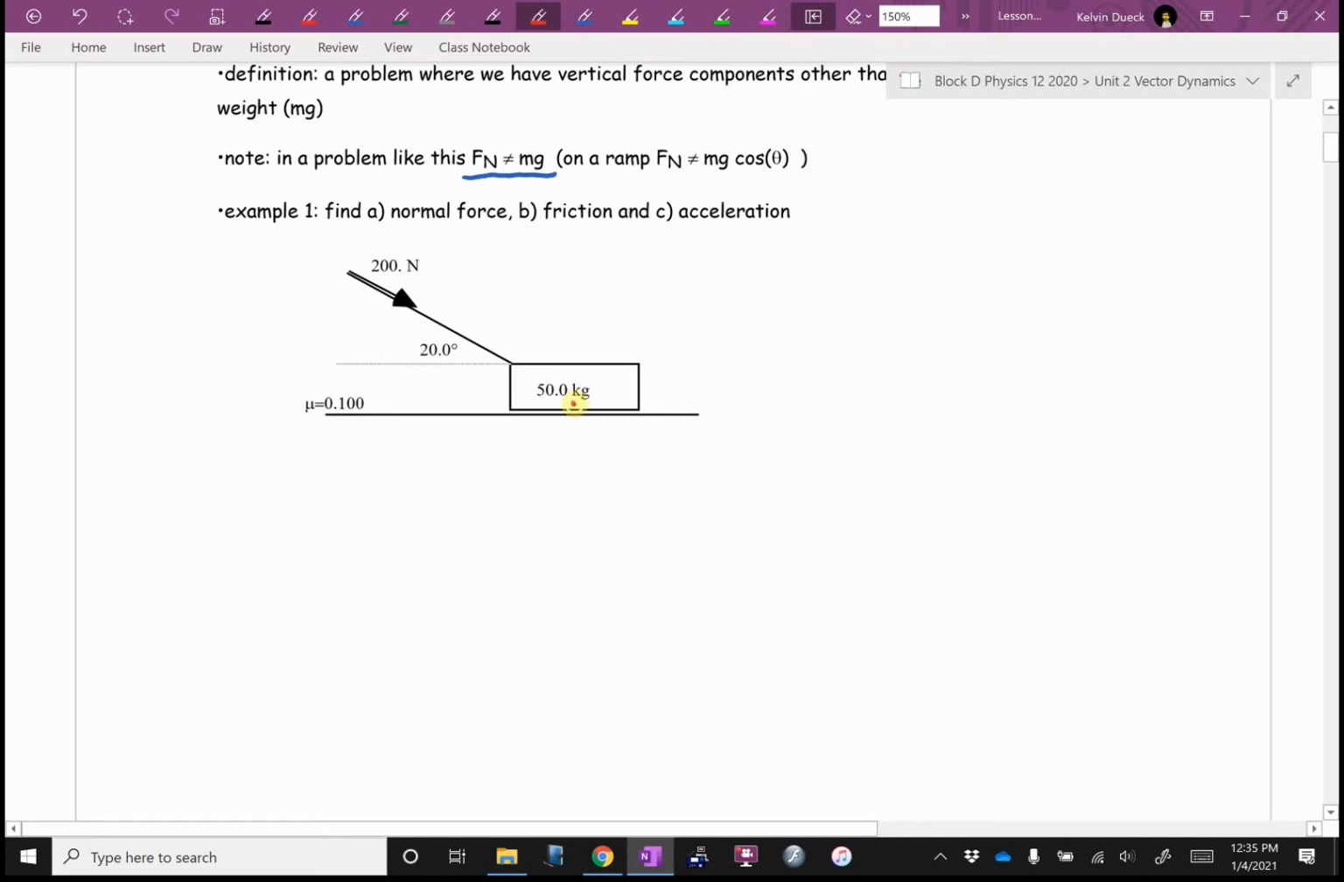Get the obvious one. What else? Bigger, smaller, or the same size as mg? I'm going to tell you right now, is there a force coming in at an angle? It's not the same size as mg.